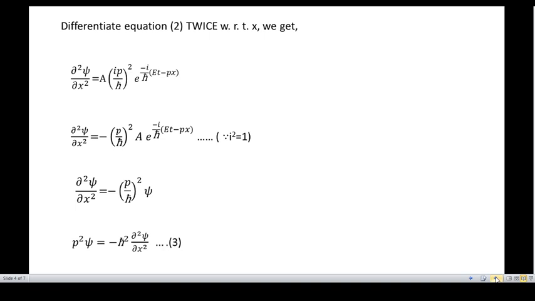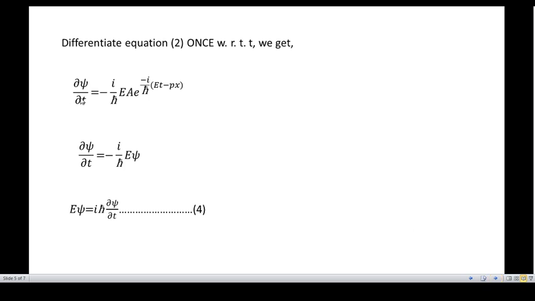Further, we have to differentiate the same equation 2 with respect to t once. So we will get dou psi by dou t is equal to minus i by h cross into e power minus i by h cross into (Et minus px). So similarly, here also you have a term e power minus i by h cross into (Et minus px), that is psi. So therefore dou psi by dou t is equal to minus i by h cross into E psi.